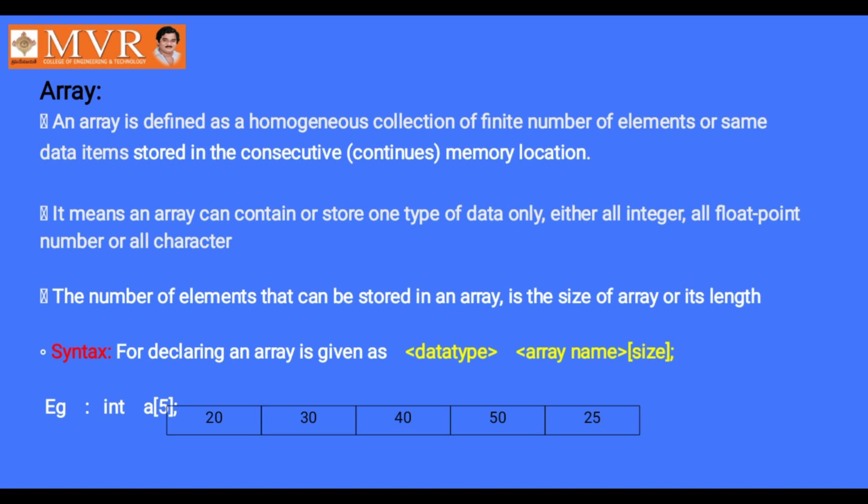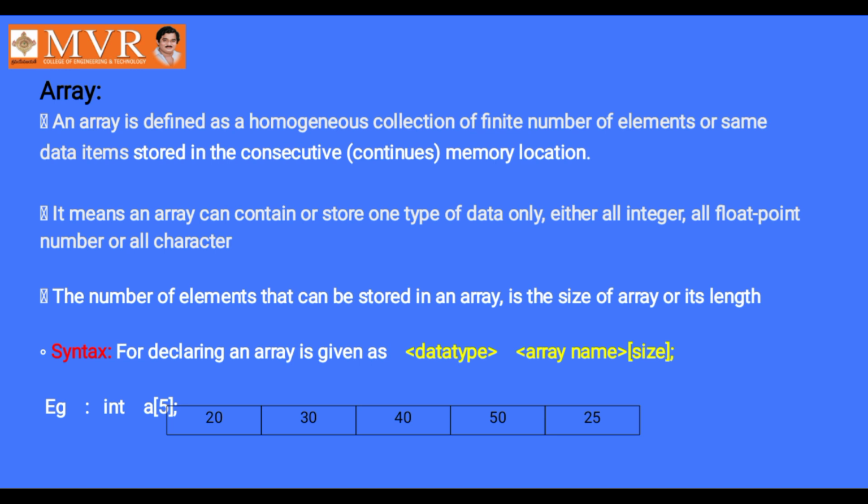Now, in this syntax, I have declared an array int a[5]. That means my array is an integer array, so it can store only integer values, and its name is a. You can give any name that is related to the program. And my array size is 5.